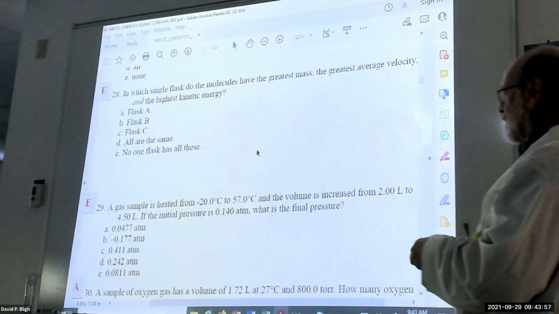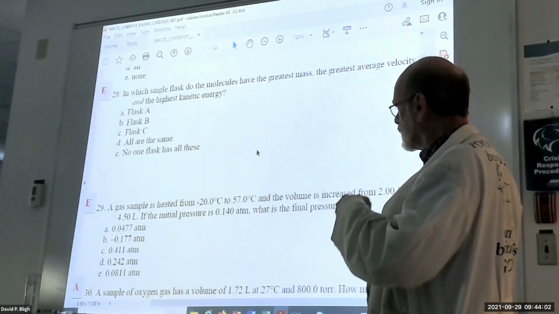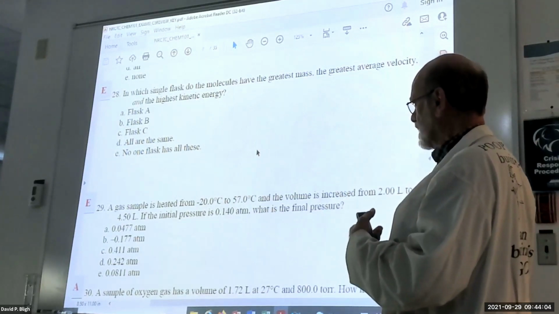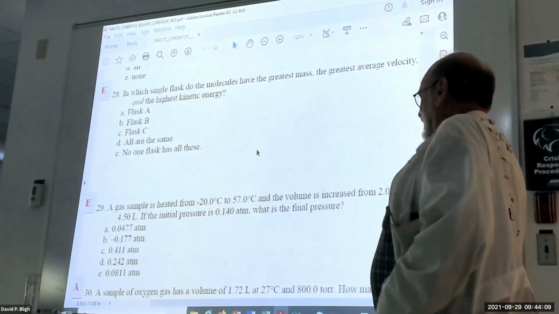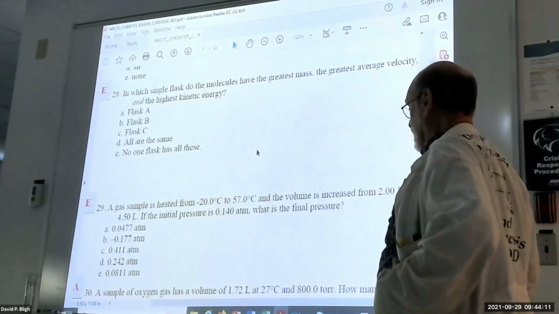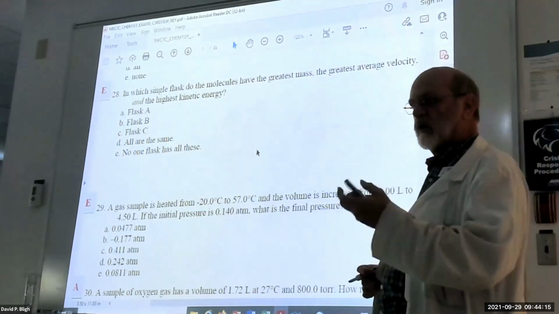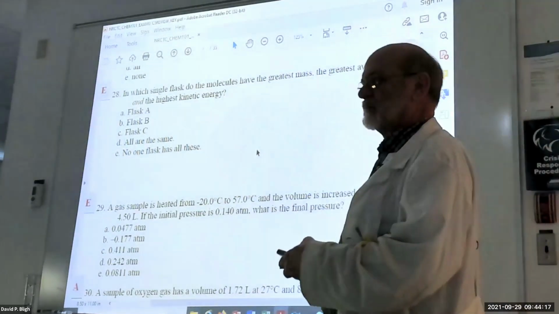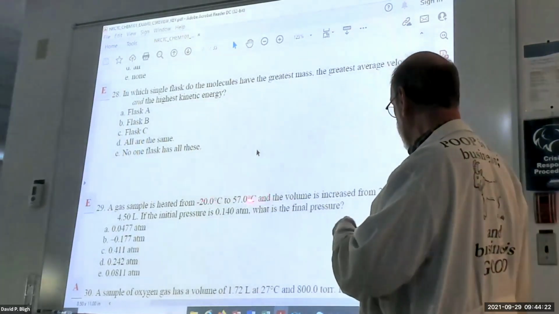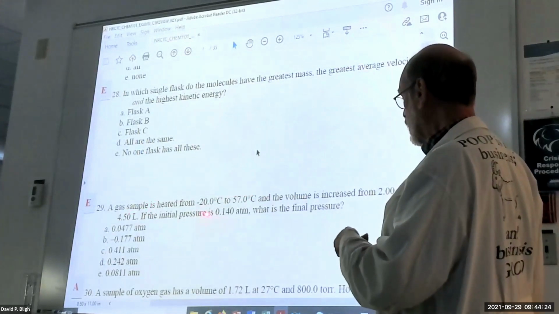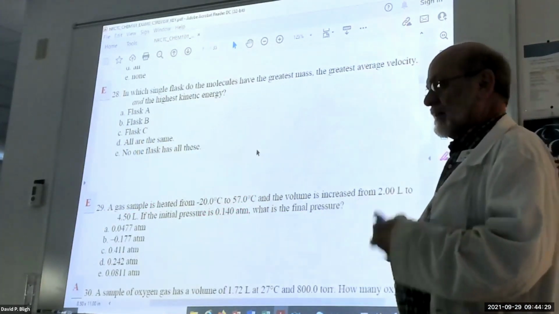Okay, a gas sample is heated from minus 20 to 57, and the volume is increased from 2 liters to 4.5 liters. If the initial pressure is 0.14, what's the final pressure? First of all, are we going to need a state function, or is this a before and after situation? Yeah, before and after. You got 2 temperatures, you got 2 volumes, and we want to know what the final pressure is compared to an initial pressure.